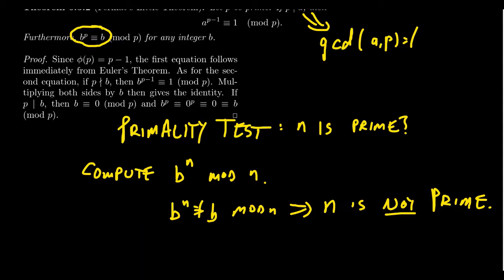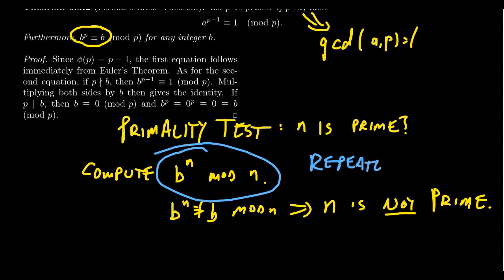Now, in order to compute b to the n mod n, n could be a very big number. And if we're running this primality test, n is probably very big. So how do we deal with something with really big exponents? Well, we could use the repeated squares algorithm that we presented earlier in this lecture series. We could run this primality test by using repeated squares. Because the complexity of repeated squares is essentially just log base 2 of n, it's a very fast algorithm. So we could compute these powers very quickly, and then determine if b to the n is congruent to b or not.